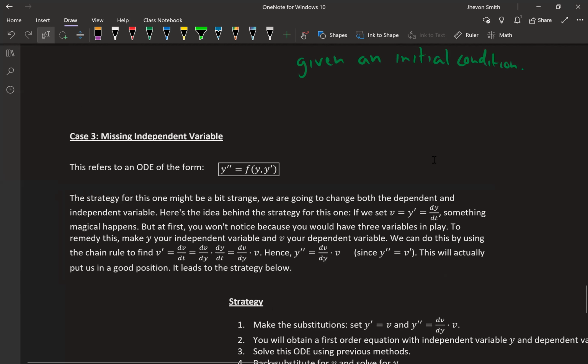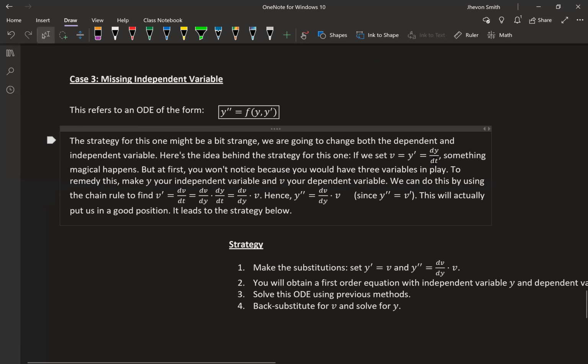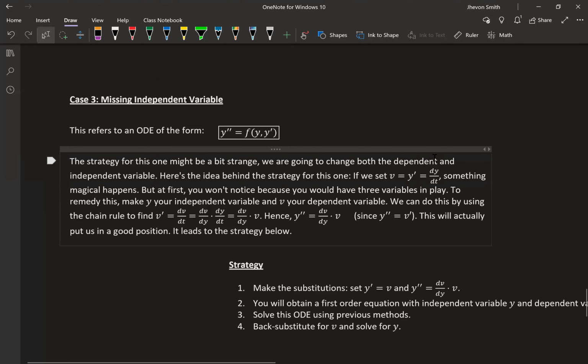So that was the Bernoulli situation. Here's another situation, and this is the last situation that I'm going to show you guys for this section. So we're doing 3 case studies in this section. This is the case where our independent variable is missing.